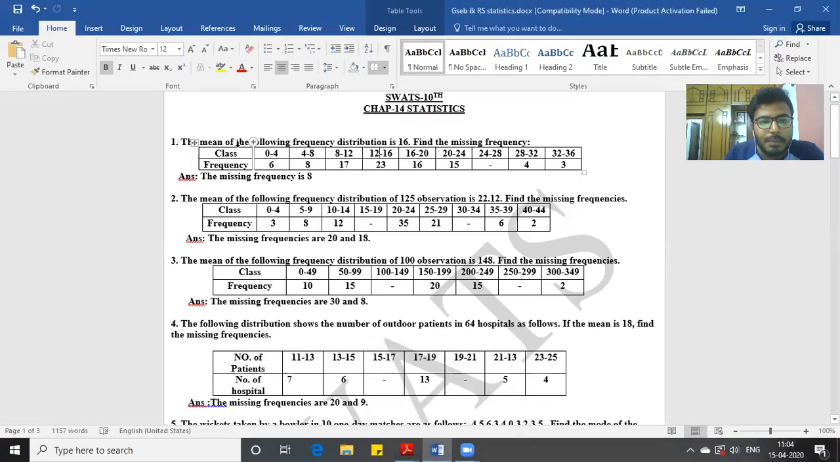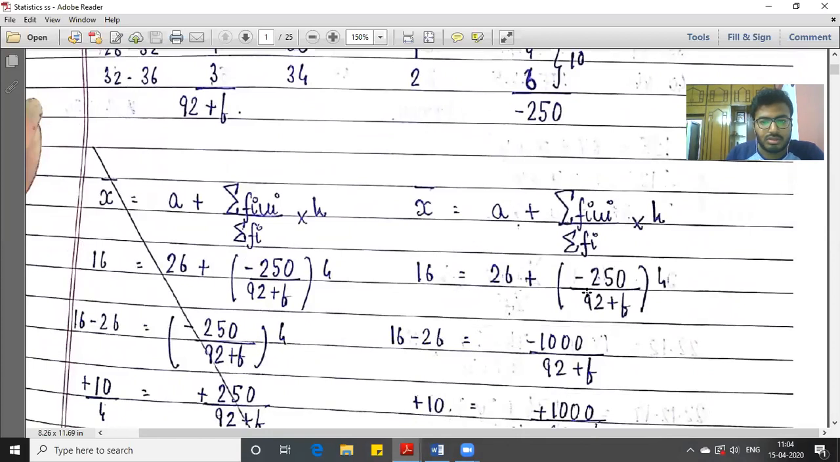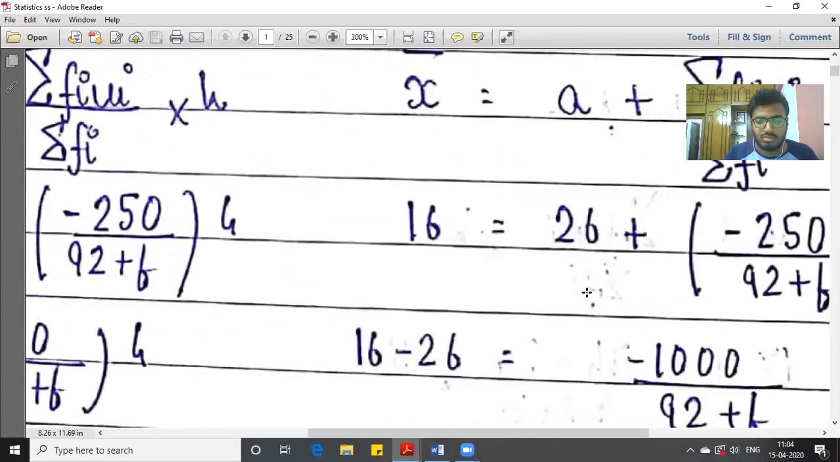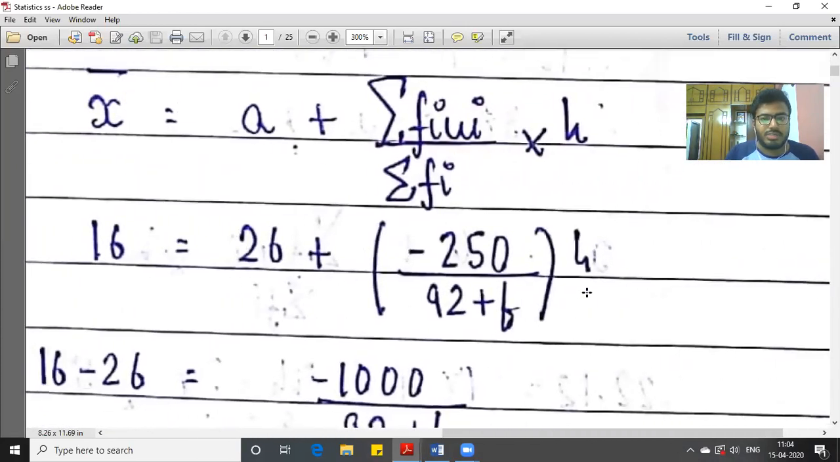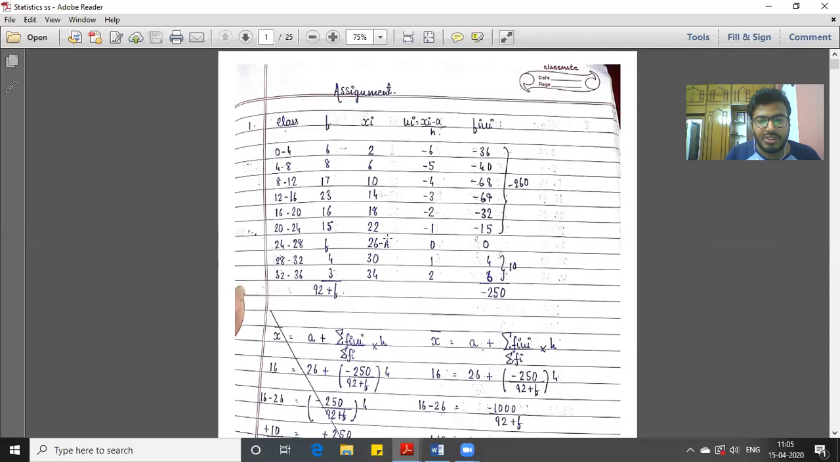Now remember what is given in the question: the mean of the following frequency distribution is 16. The mean is already given as 16. So the formula is x bar is equal to a plus sigma fi ui upon sigma fi, into h. Now you remember the a value we have taken as 26. Sigma fi ui you got -250, and sigma fi you got 92 plus f. And the h value you can calculate, 4 minus 0, it is 4. So 4 is the h value.